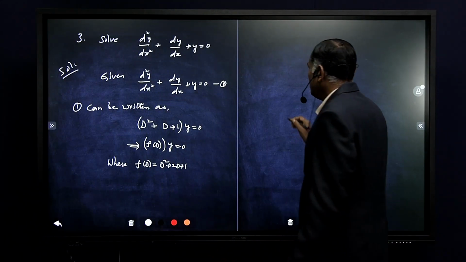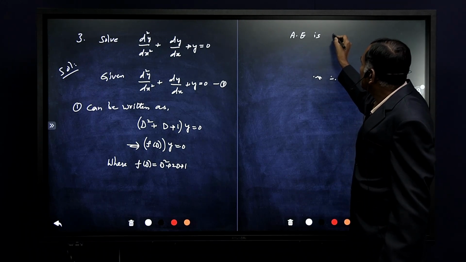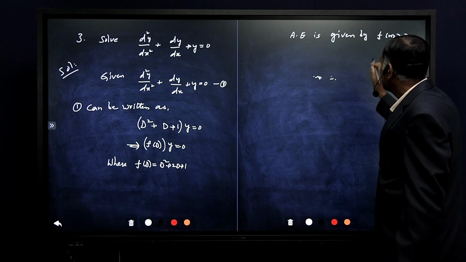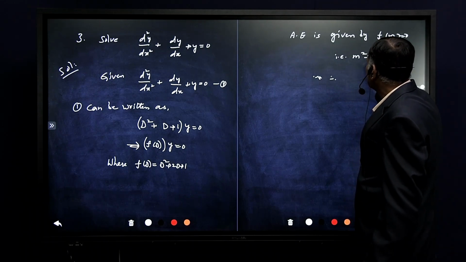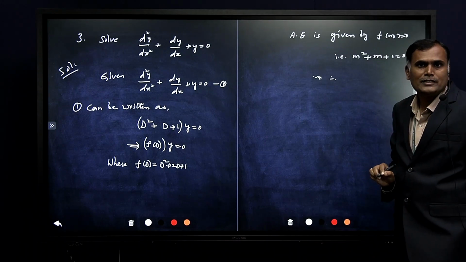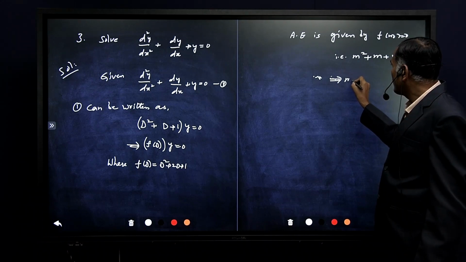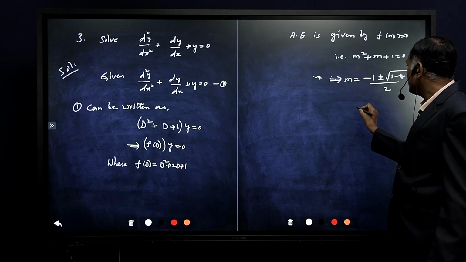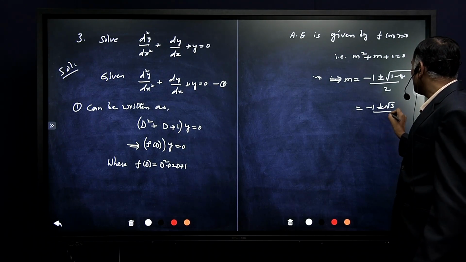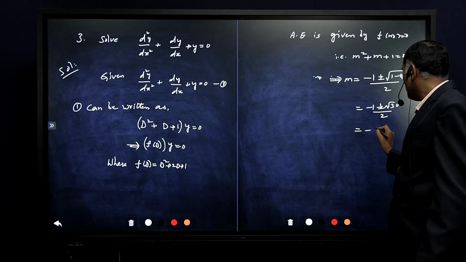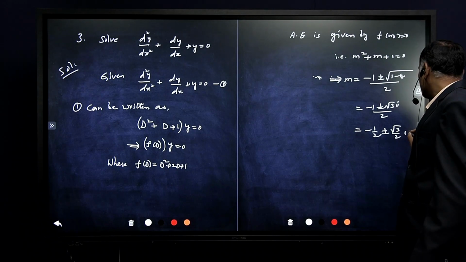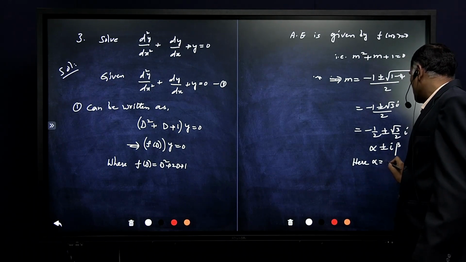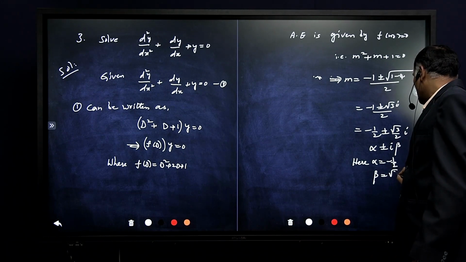Now let us write the auxiliary equation. The auxiliary equation is given by m square plus m plus 1 equals 0. Let us find the roots of this auxiliary equation. Roots can be minus b plus or minus square root of b square minus 4ac by 2a. Now we are getting roots like this. It is of the form alpha plus or minus i beta. And what is alpha here? Alpha equals to minus 1 by 2. And beta is root 3 by 2.